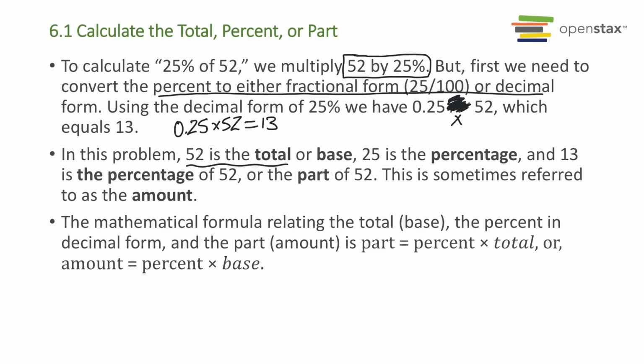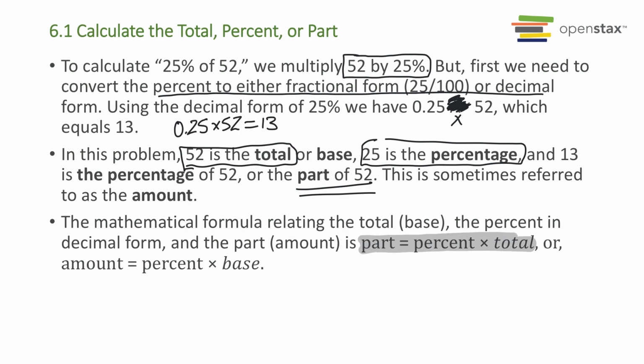So 52 is called the total, or the base amount. 25 is the percentage, and 13 is the percent of 52, or sometimes called the part. So that's making up the part. It's a little wordy, I think, but part is percent times total. That's the formula that the book is given. And the amount is percent times base. So these mean the same thing, just written in different ways.